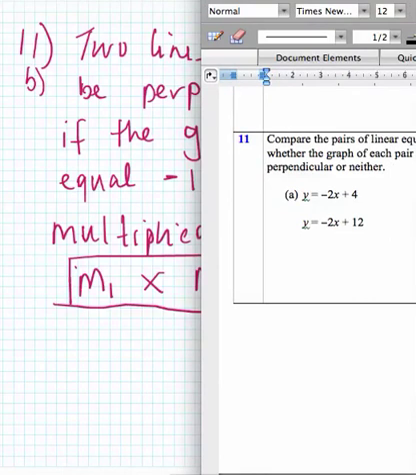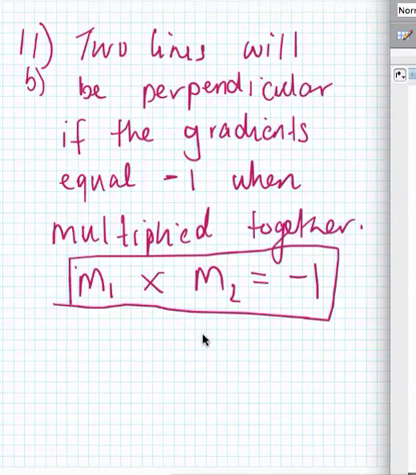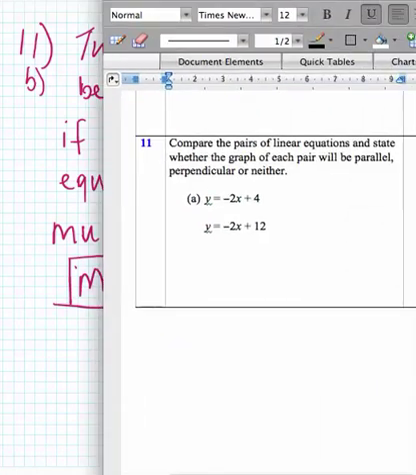So if I use 11a, now I know these two were parallel, but to test and see if they're perpendicular, all I have to do is get the two gradients, so -2 and -2, multiply them together, and if I get a -1, they will be perpendicular, and that's it. Now I know that with these two equations, -2 times -2 won't give me -1. I'll get a +4, and therefore they can't be perpendicular.